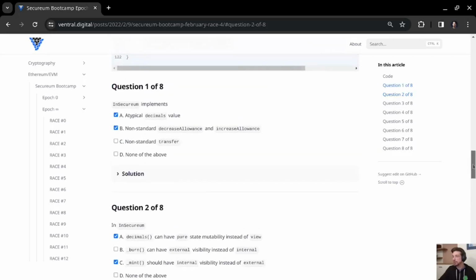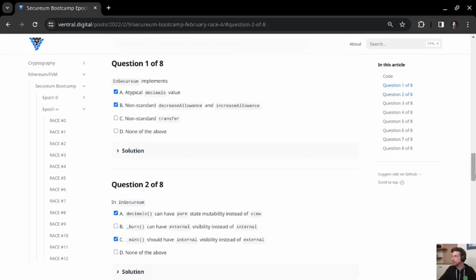Yes, so that is questions 1 and 2 of race number 4.